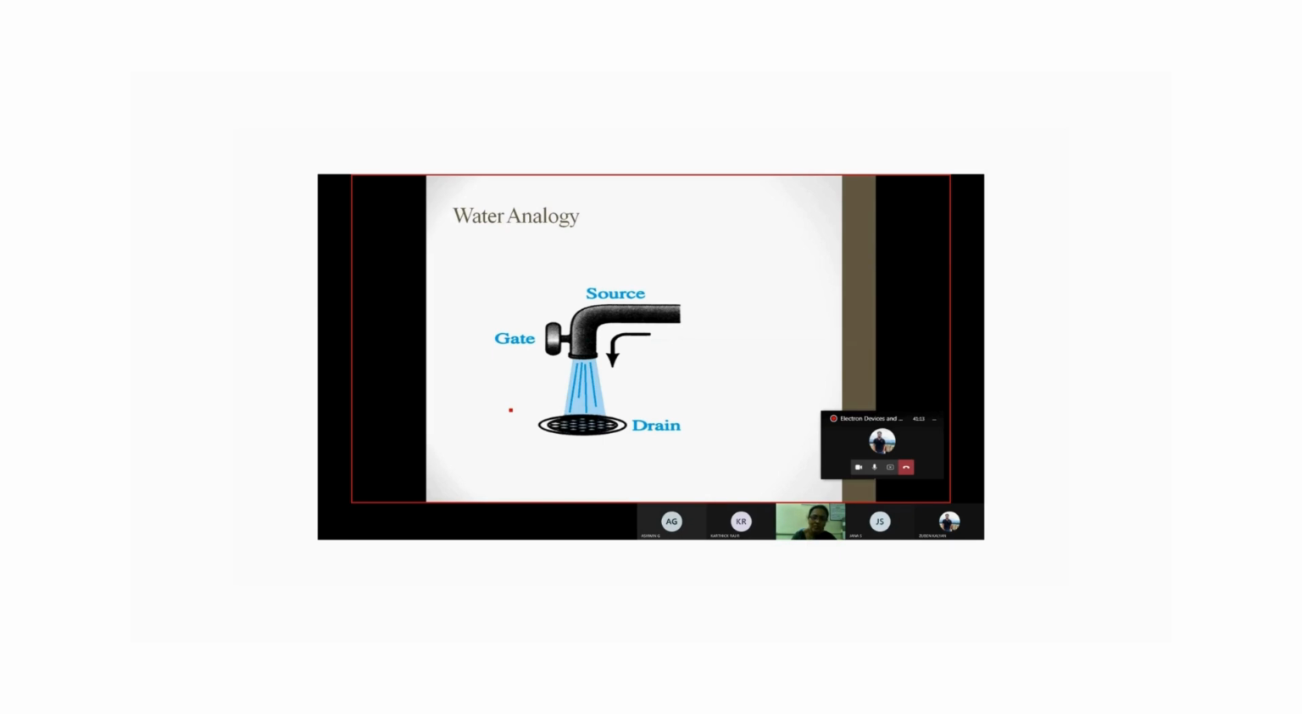I will explain this concept with the support of some potential voltage. Based upon the potential applied to the gate, electrons or holes will be emitted, flowing through the channel. Finally, they will be collected by the drain.